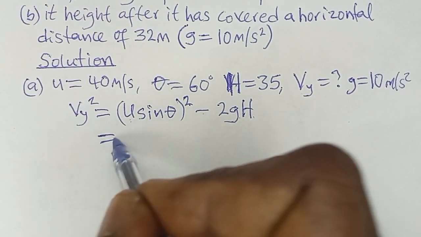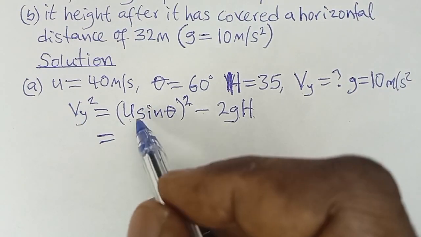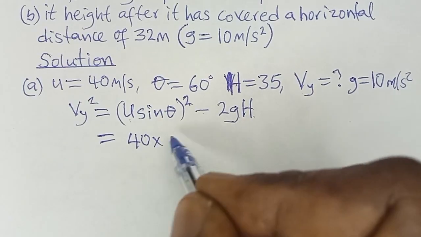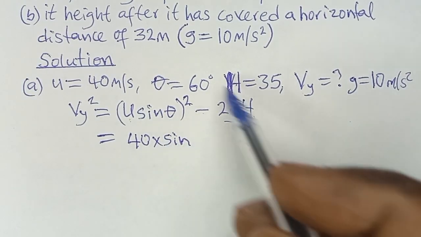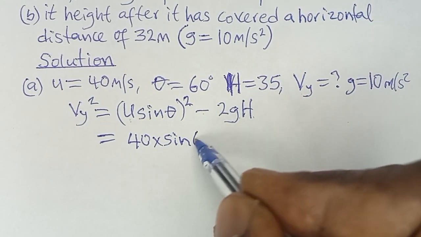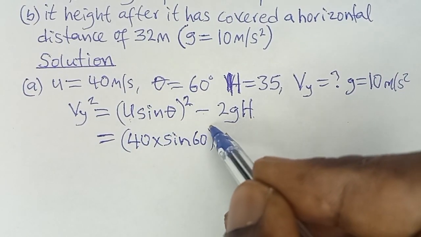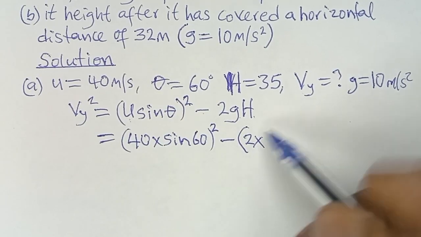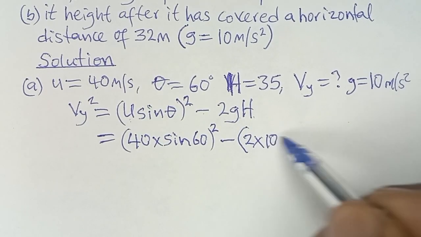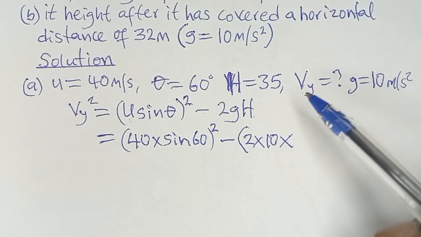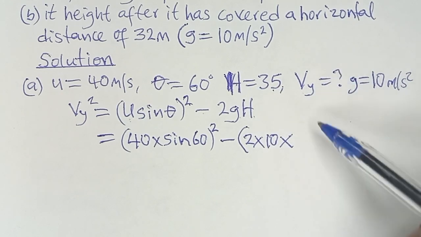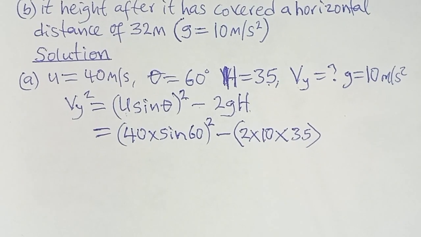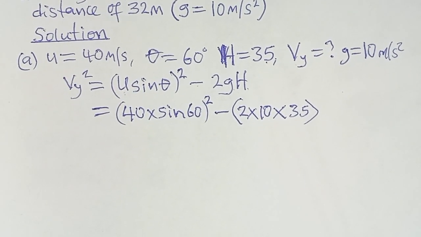Don't forget, we are looking for the vertical velocity. The value of U is 40, so I'm going to say 40 times sine 60 degrees, all squared, then minus 2 times G, which is 10, and then multiplied by the vertical height H, which is 35.